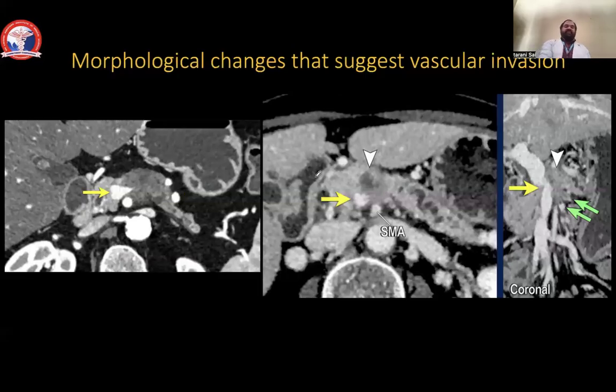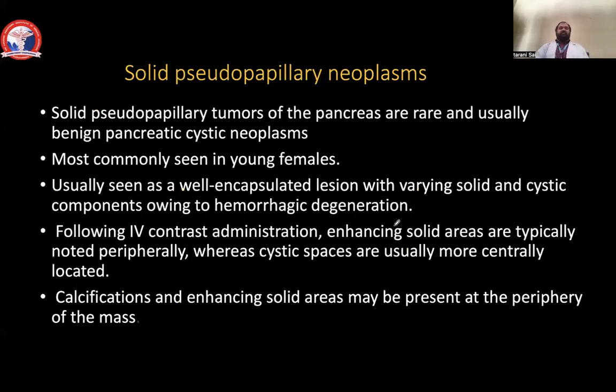Morphological sign. We can see here a CECT image taken in the venous phase showing a contour irregularity of the superior mesenteric vein in the form of a teardrop sign. The same is confirmed in the axial image, which shows a contour irregularity of the superior mesenteric artery, and the same is confirmed in the coronal image.